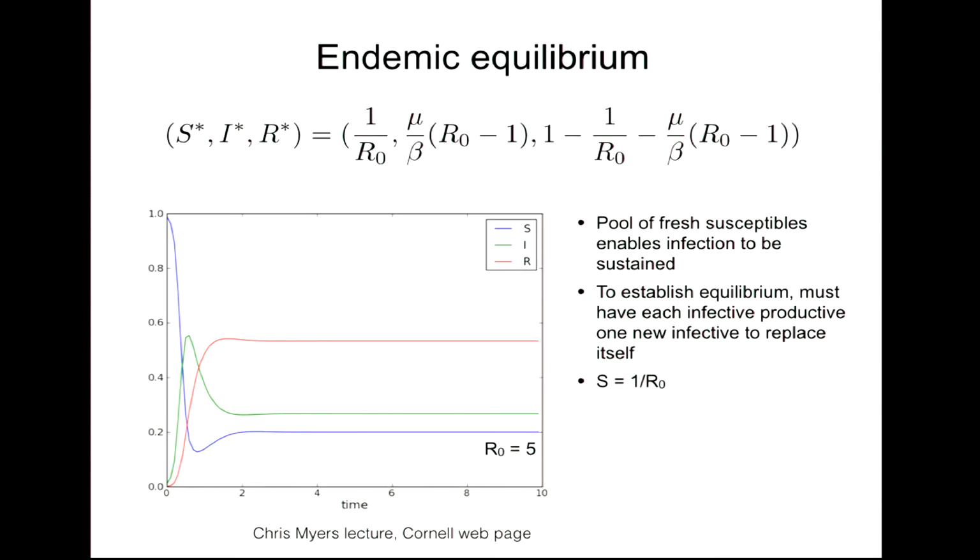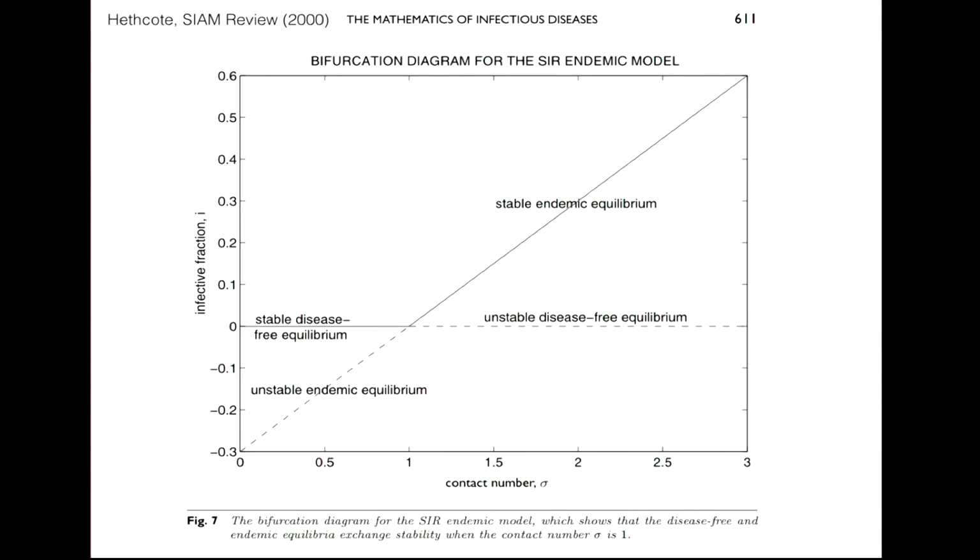You can also see that as mu goes to 0, as there are no births or deaths anymore, this term vanishes, that term vanishes, and you have 1 by R naught for the S, and you have 1 minus 1 by R naught for the R, and no infecteds anymore. So this gives you back the result that you had earlier. Here is the bifurcation diagram for the SIR model. This is the stable disease-free equilibrium for R naught less than 1 and for greater than 1. And this is a stable endemic equilibrium in the presence of births and deaths. So this is the infected fraction here. For R naught less than 1, you have a stable disease-free equilibrium over here, and an unstable disease-free equilibrium on the right-hand side. Okay.